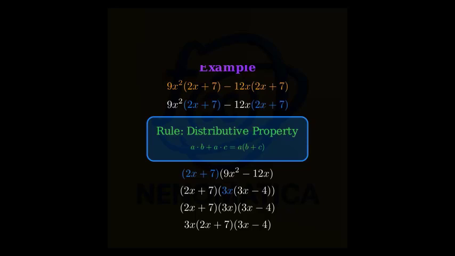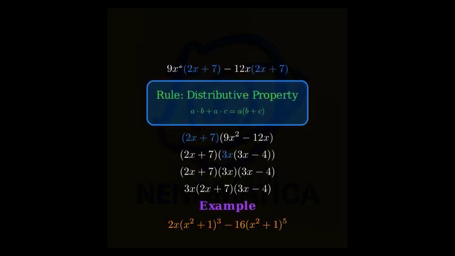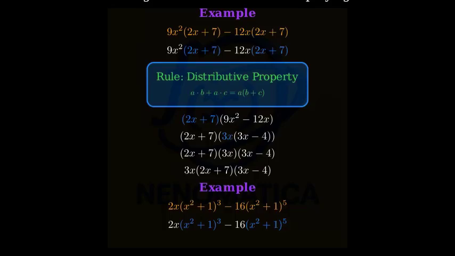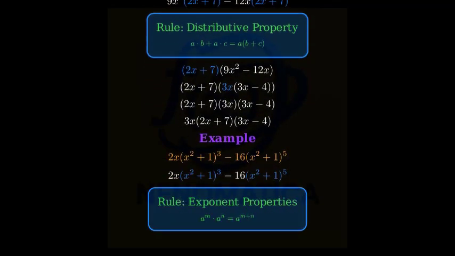Let's move on to our second example. Here we have 2x times the quantity x^2 plus 1 to the power of 3 minus 16 times the quantity x^2 plus 1 to the power of 5. For this example, we need to recognize that we have terms with the same base, x^2 plus 1, but with different exponents. We can use the property that says a to the power m times a to the power n equals a to the power m plus n.